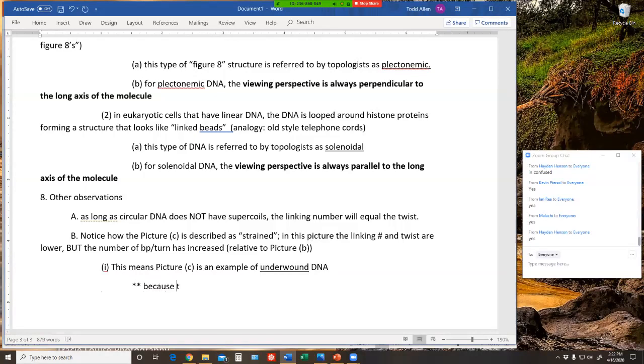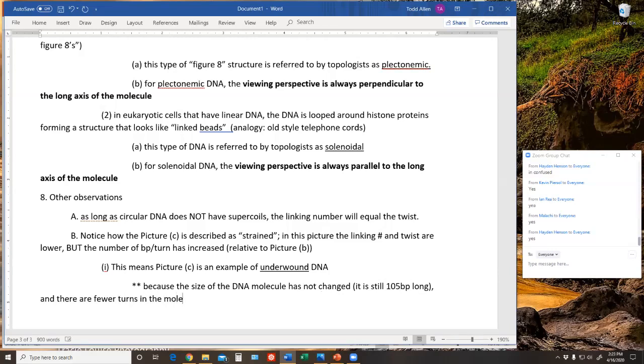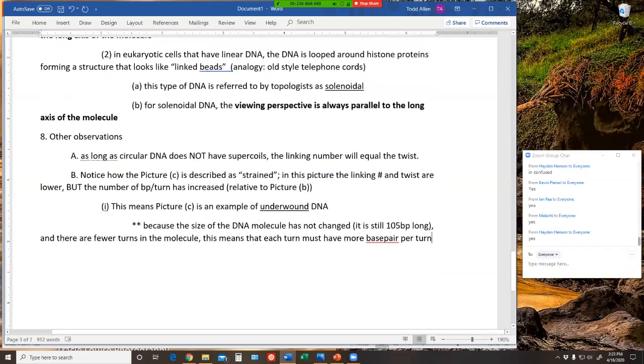Let's think about that. Because the size of the DNA molecule has not changed, meaning it is still 105 base pairs long, and there are fewer turns in the molecule, this means that each turn must have more base pairs per turn. Okay, maybe read that and say it over to yourself a couple times. Because the size of the DNA molecule in the picture we're talking about has not changed, it's still 105 base pairs long, and there are fewer turns in the molecule. This means that each turn must have more base pairs per turn. Does that make logical sense?